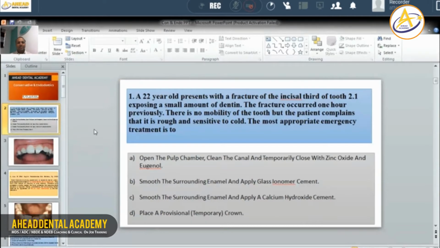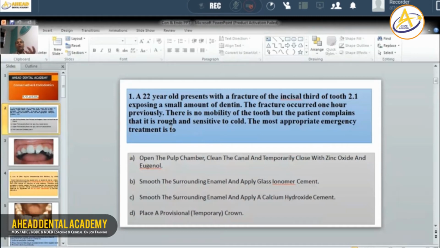As we can see, the first question is a history based question. It says, a 22-year-old presents with a fracture of the incisal third of 2-1, exposing a small amount of dentine. The fracture occurred 1 hour previously. There is no mobility of the tooth, but the patient complained that it is rough and sensitive to cold. The most appropriate emergency treatment is to.